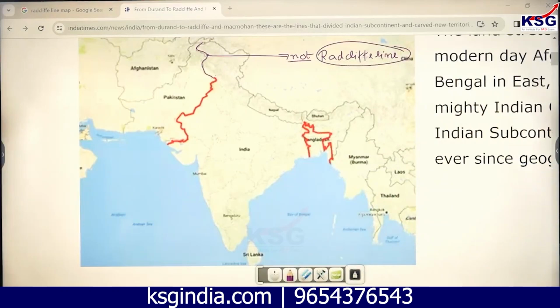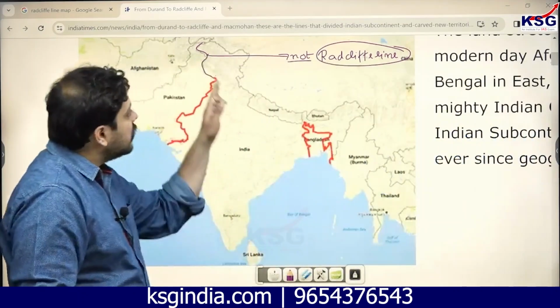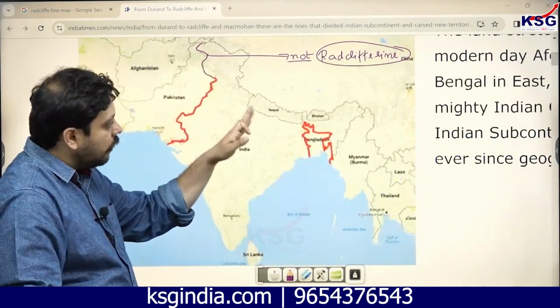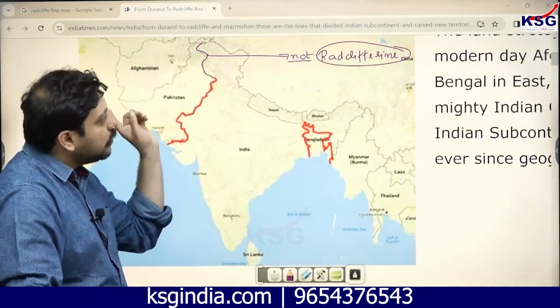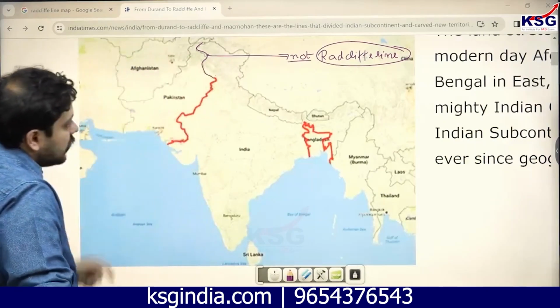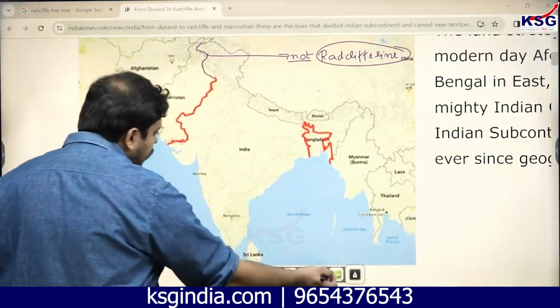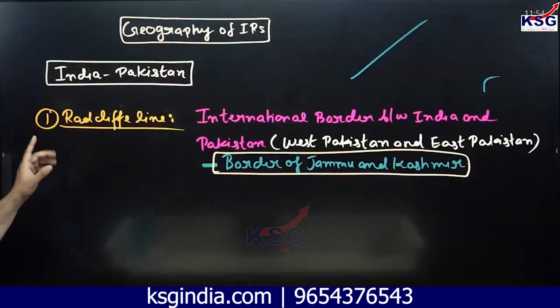Jammu and Kashmir was not a part of the Union of India. It had not signed the instrument of accession till then. It signed the instrument of accession later on, and only after that did the princely state of Jammu and Kashmir become a part of the Republic of India. So it is simply called the international border between Kashmir and Pakistan, but it is not associated with what we call the Radcliffe line. So that's the first thing that we have to understand with regard to this particular part: the Radcliffe line.